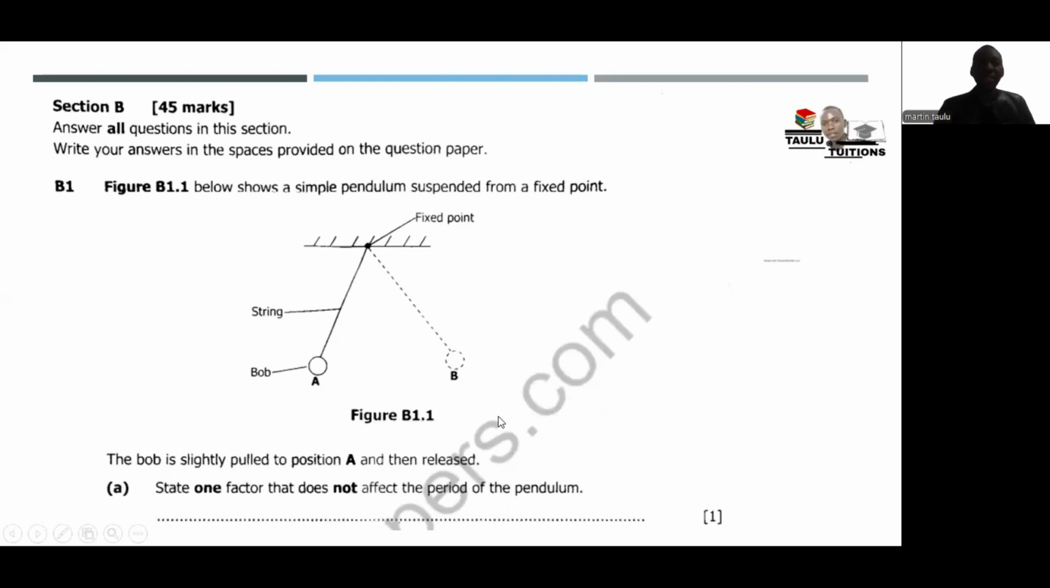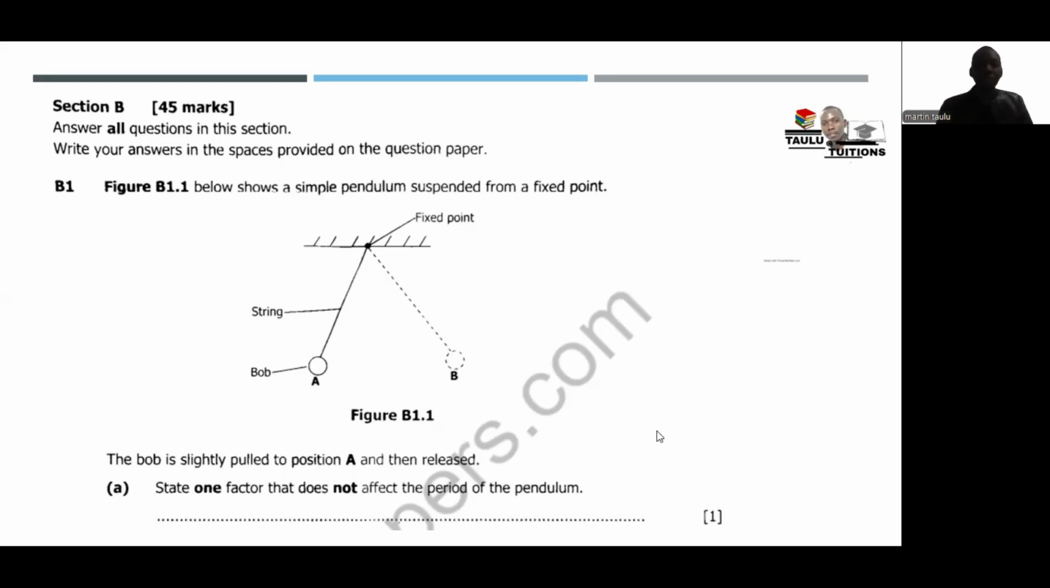And in this lesson, we are going to look at Section B. We are going to answer question B1 on Section B. So the first question there says, Figure B1 below shows a simple pendulum suspended from a fixed point. So there is the diagram. The bulb is slightly pulled to position A and then released. The first question is, state one factor that does not affect the period of the pendulum.